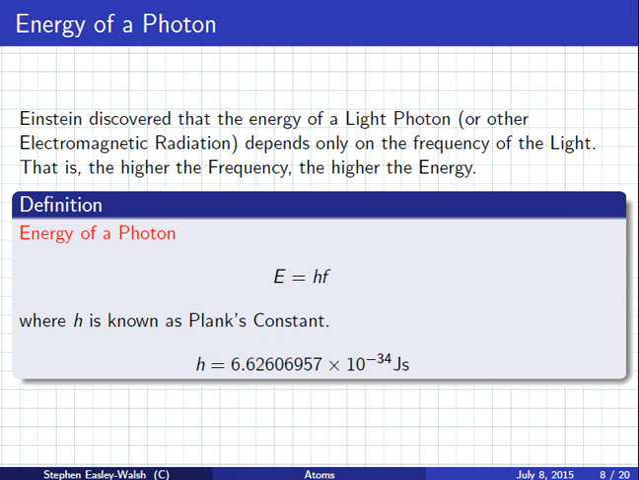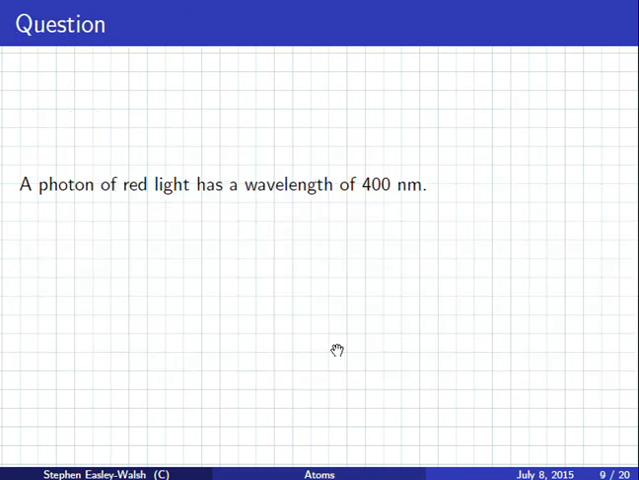So think about it like this. Which has a bigger frequency? Red, orange, yellow, green, blue, indigo, violet. Of all those colours, which one has the biggest frequency? Violet. So that means violet light has more energy than red light. Yeah? Okay. Can I go on? So let's have a look at a simple example.